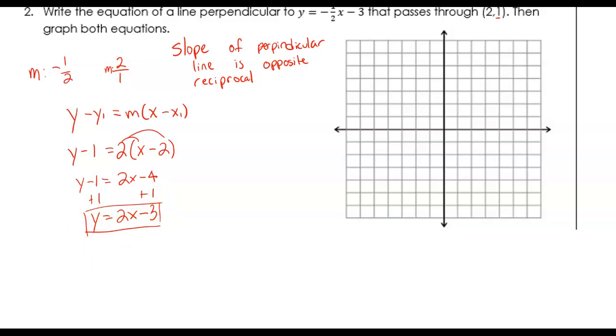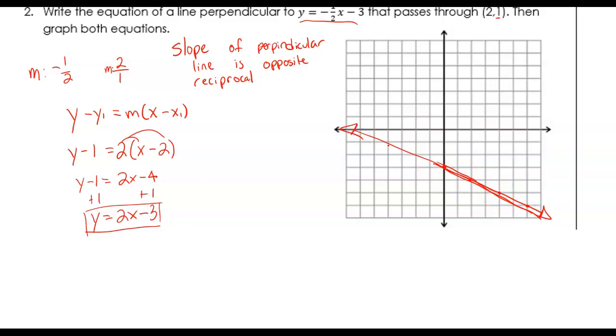So now it asks us to graph them both. I'm going to go back and graph y equals negative 1/2 x minus 3 first. Minus 3, go down 1, 2, 3, and negative 1/2, so go down 1 over 2, down 1 over 2, down 1 over 2. Can do better than that. There, maybe not. There we go.